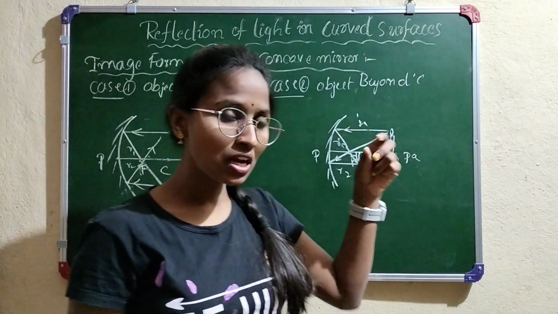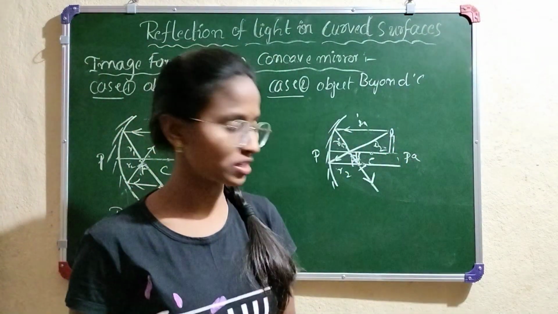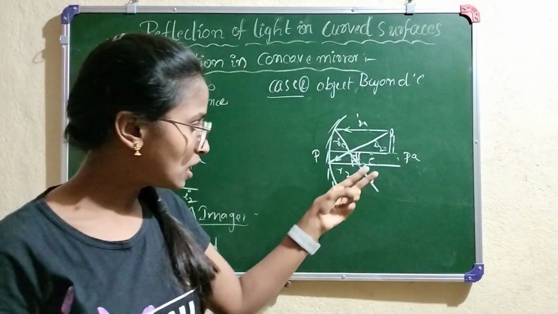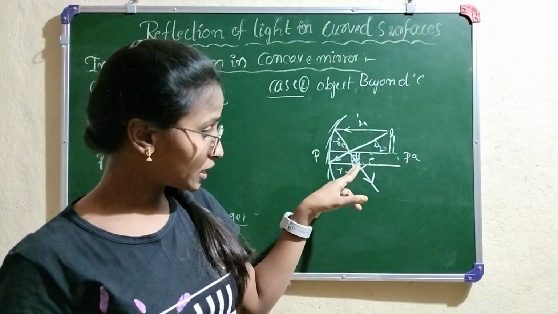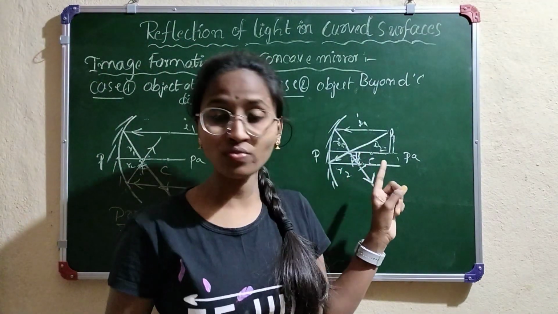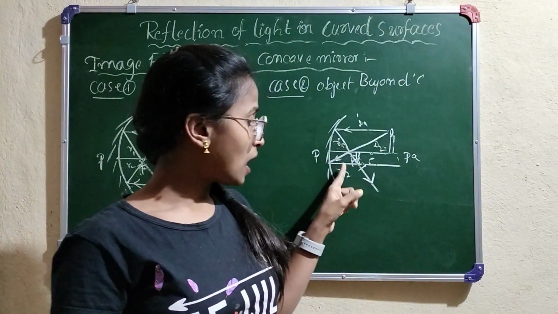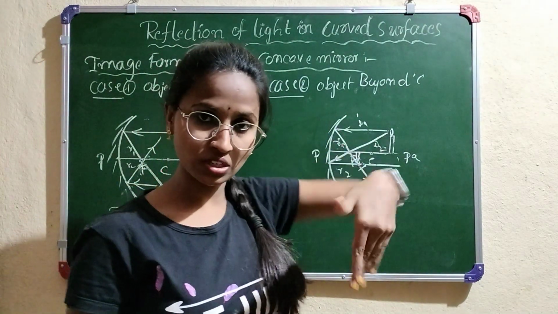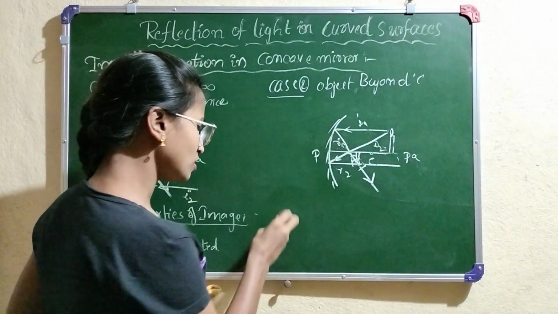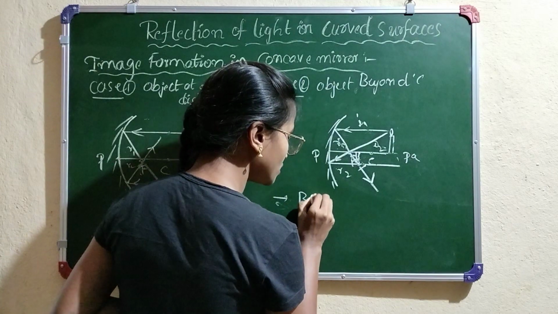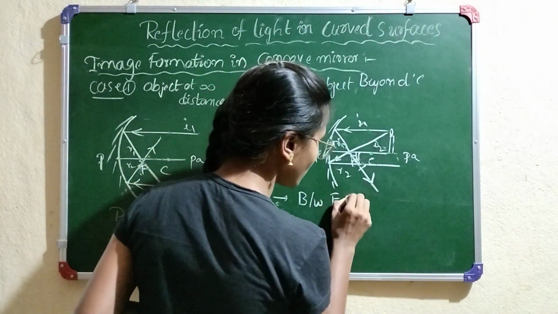So now if you observe, the object size is this much. The image is forming smaller than the object. And where is the position? Between F and C. And how is it forming? See, it is formed by the intersection of real reflected rays only, and also it is inverted. Yes, inverted. So now properties of the image. Position is between F and C.